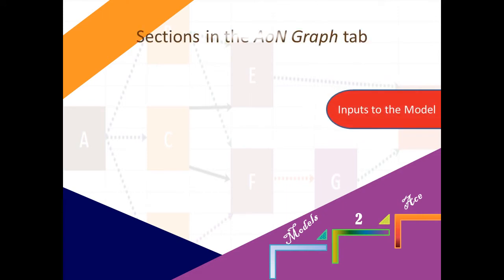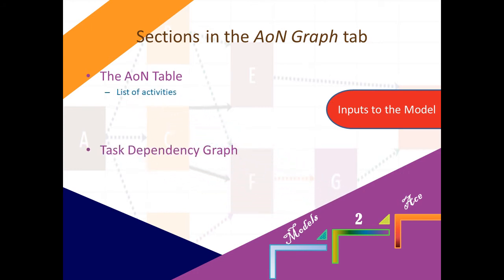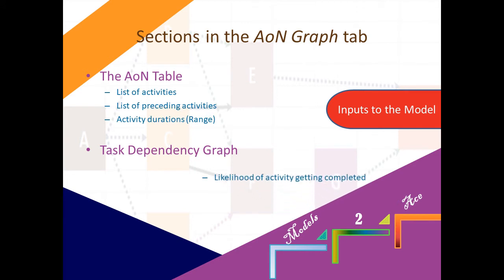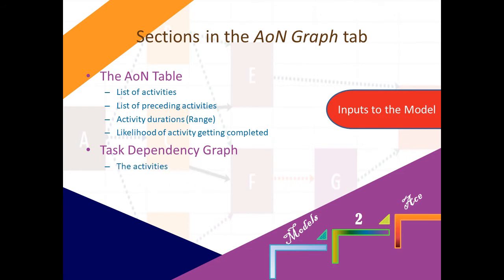The first tab titled AON Graph consists of the table to the left and the directed graph to the right. On the left, the table named AON Table lists out the 8 activities in the project along with data on those activities. This data is the input to the model. The project is visually depicted in the graph to the right. This graph represents activities on its nodes connected to predecessors by directed arrows.